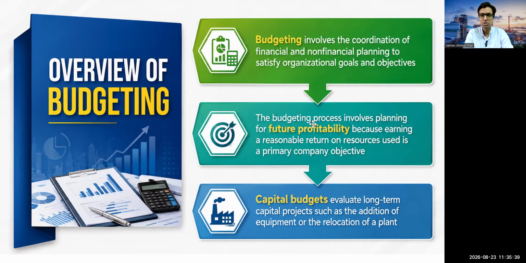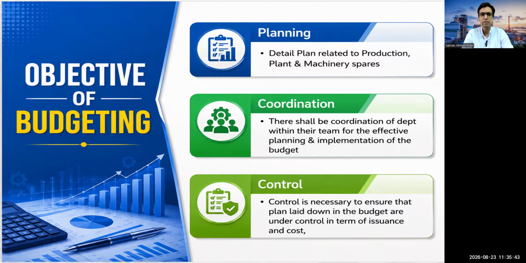And of course, while we are doing the budgeting, our prime objective is that we need to do the planning, the coordination, and the controlling of the cash flows. While we are doing the planning, it means that we must have a detailed plan related to production, that is how much production we are going to do in a year, and that plan should be in the form of consumption analysis, forecasting analysis, or other methods, moving average methods, or based on your sales and operations planning. Now, based on that planning, you plan for the plant and machinery spares, raw materials, and other expenses required to operate your company's business operations.